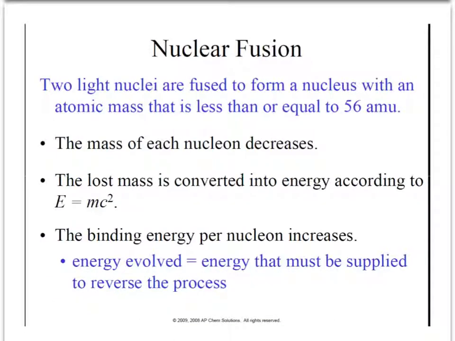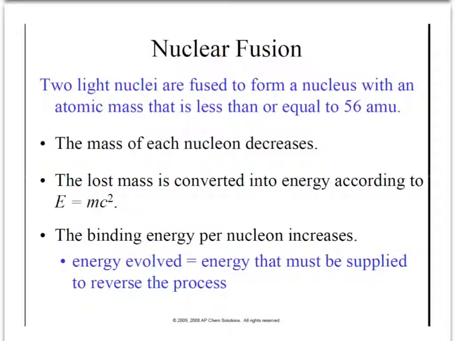Alright, so there's two types of nuclear energy: fusion and fission. Fusion is things fusing together. If you have two light nuclei, two smaller nuclei, they're fused together to form a nucleus with an atomic mass that is less than or equal to 56, so fairly small.